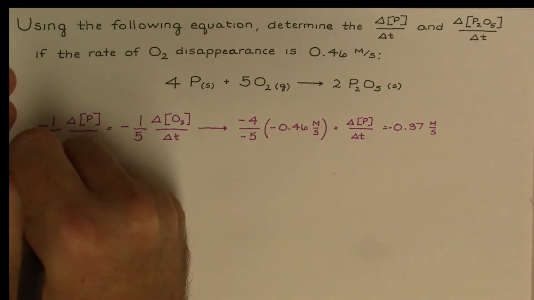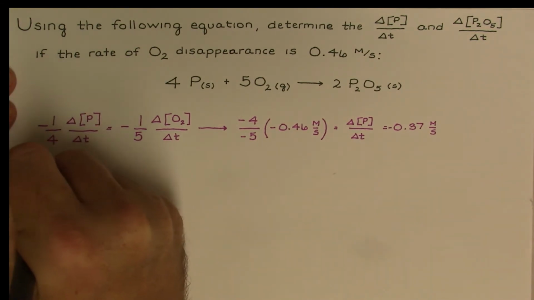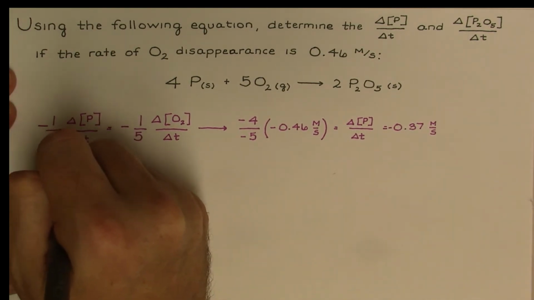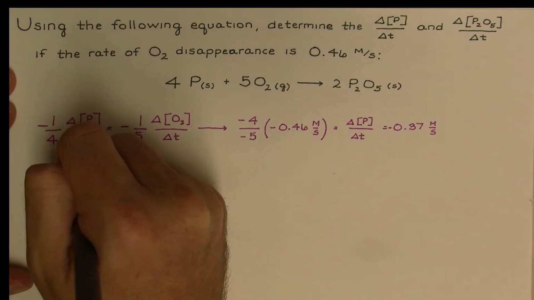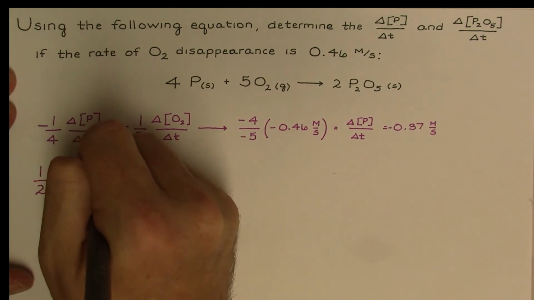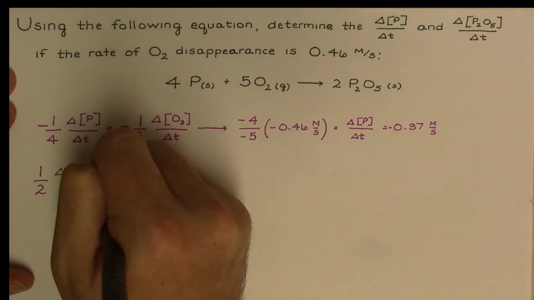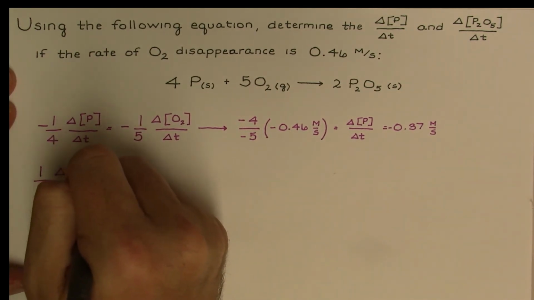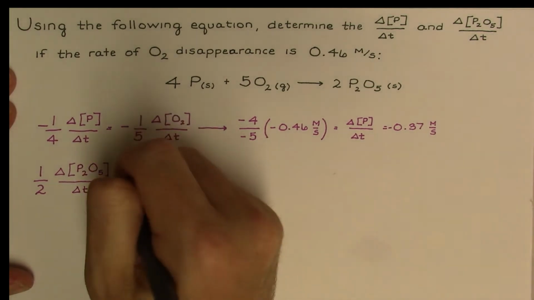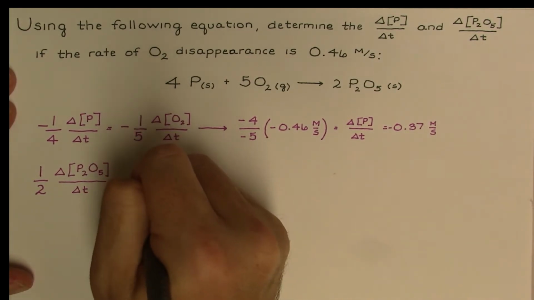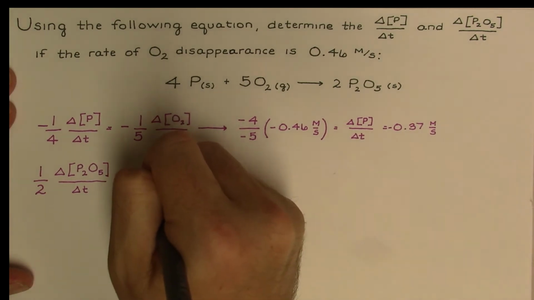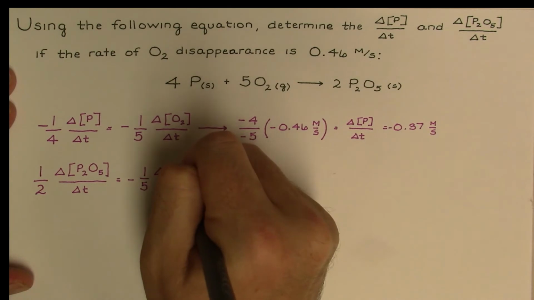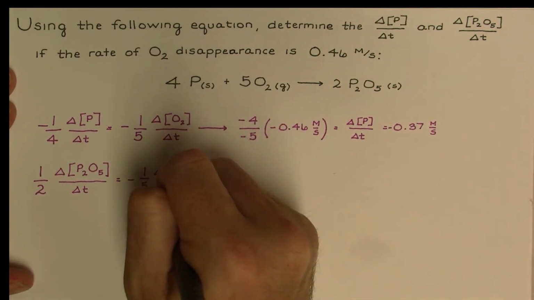For our second part, we are now going to look at P2O5. So we can now do the setup of 1 over 2, the 2 coming from the balanced chemical equation, multiplying that by the change in P2O5 over the change in time. And we will now set that equal to our same term from the previous problem, which would be negative 1 over 5, the 5 coming from our balanced chemical equation for oxygen, times the change in oxygen over the change in time.